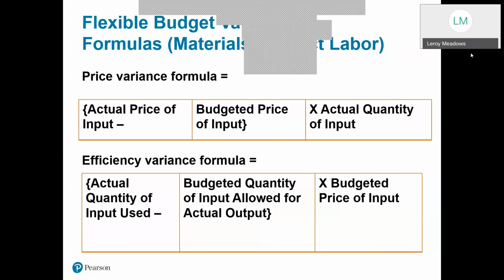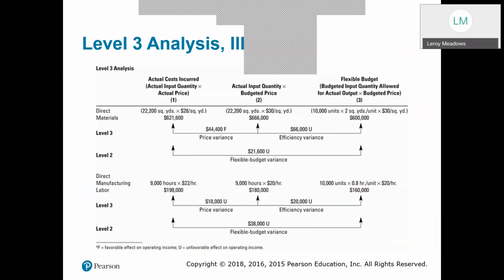And then we're going to see our efficiency variance. It's going to take the total quantity of input used to make each unit of output minus the budgeted amount of input or budgeted quantity of input allowed for actual output, times the difference between those two, and multiply that by the budgeted price. And that will give us our efficiency formula. So let's take a look here.